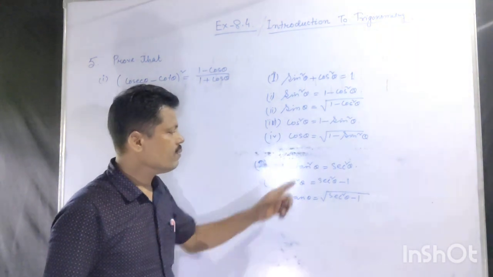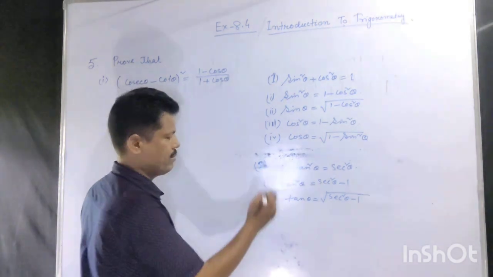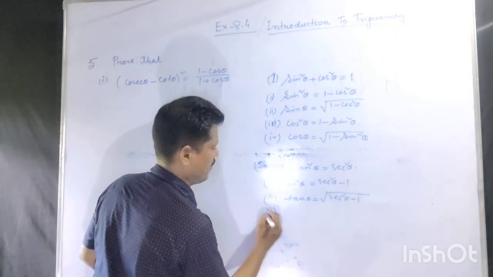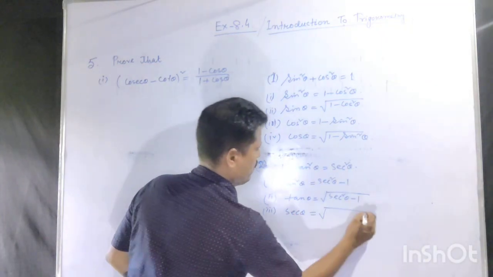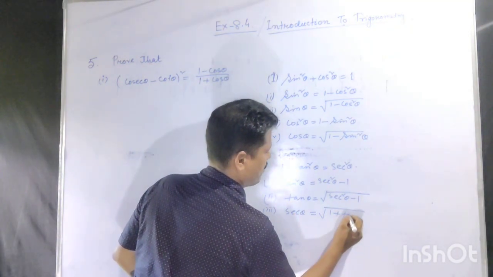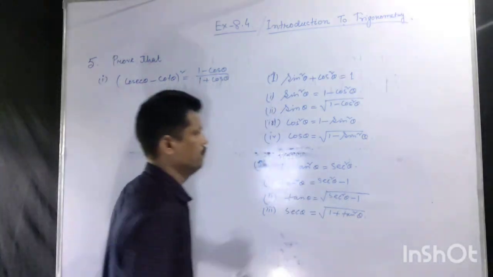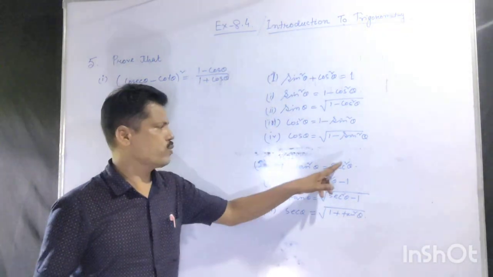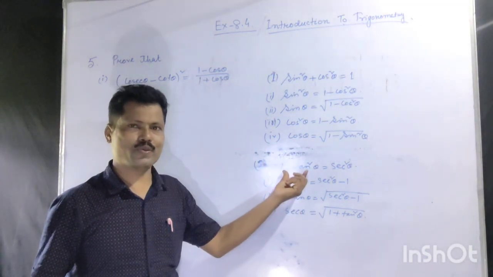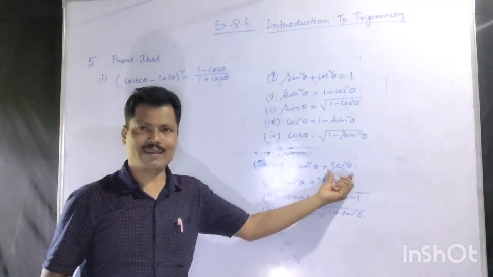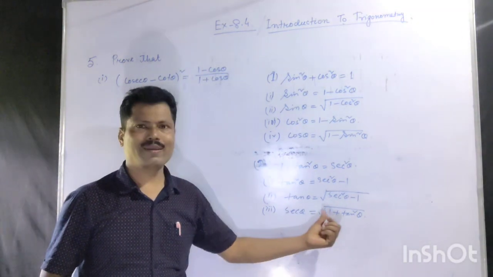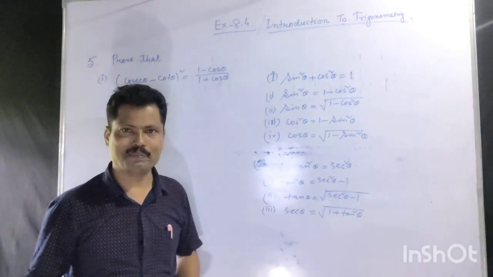And if we want sec theta, how can we find it? Sec theta is equal to under root 1 plus tan square theta. Sec square theta is equal to what? 1 plus tan square theta. Now if we want to find sec theta, then it will be under root 1 plus tan square theta.